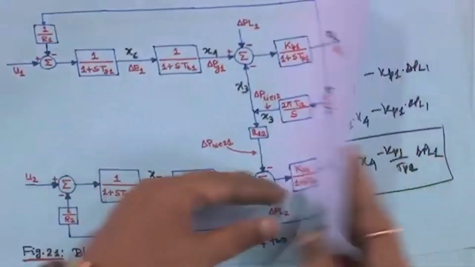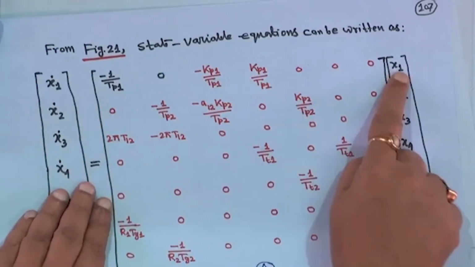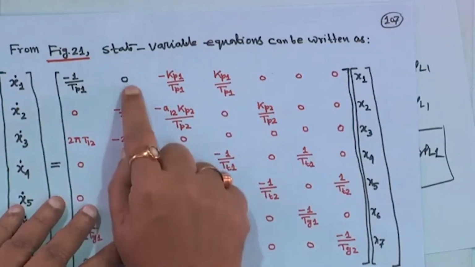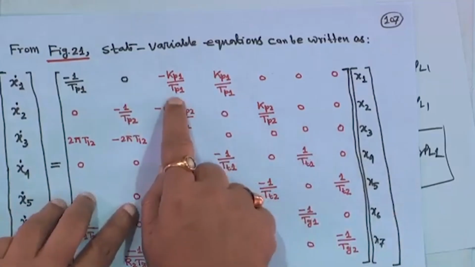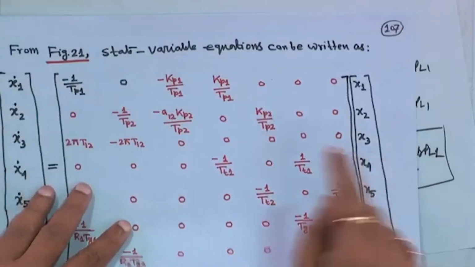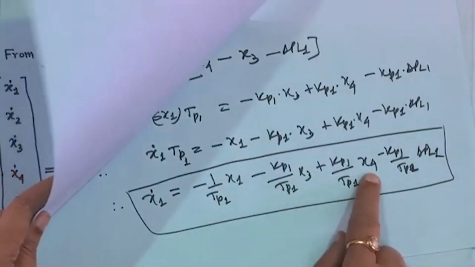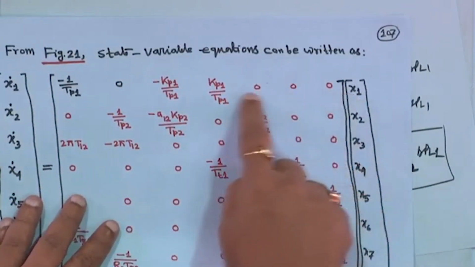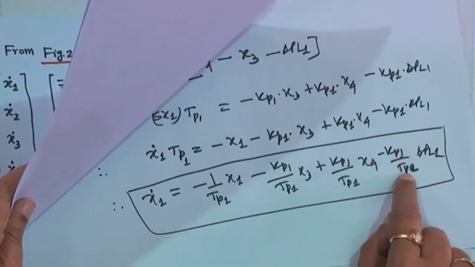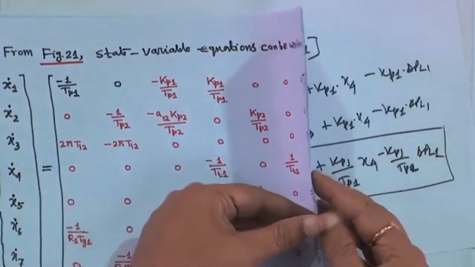That means, in this equation, x1 dot is equal to minus 1 upon Tp1 into x1, then x2 is not there, so it is 0, then minus Kp1 upon Tp1 into x3, plus Kp1 upon Tp1 into x4. No other x are involved, so all 0 0 0. Then it is the disturbance matrix first element, minus Kp1 upon Tp1 into delta PL1, it is on the next page.